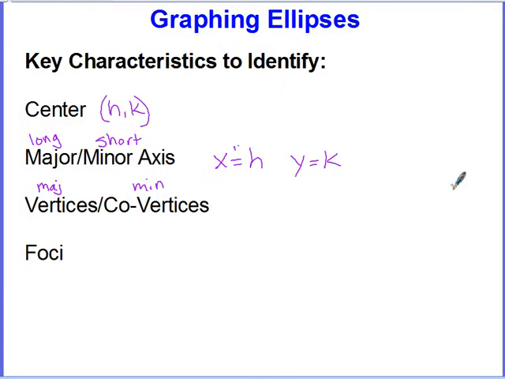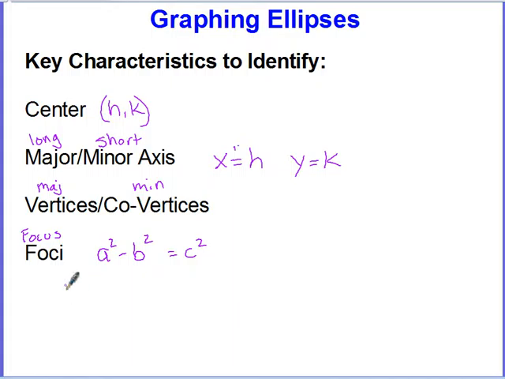Then the last thing we have to identify is something called foci. It's pronounced foci, not foci or foci. Foci. It's the plural of the word focus. So if it's one, it's a focus. If there's more than one, they are foci. The way that we find them is we're going to use this formula: a squared minus b squared equals c squared. So almost like the Pythagorean theorem.